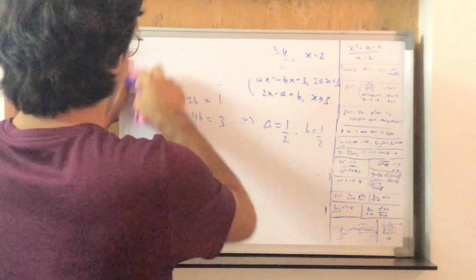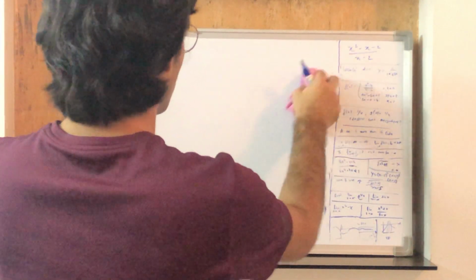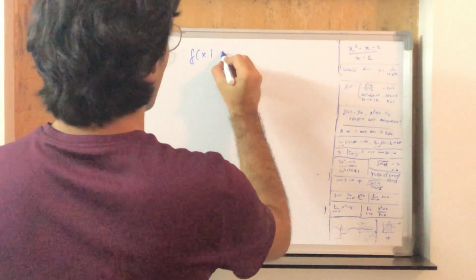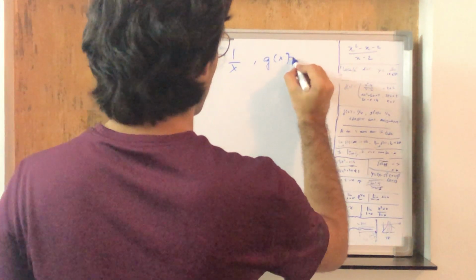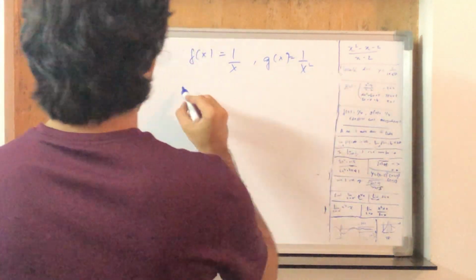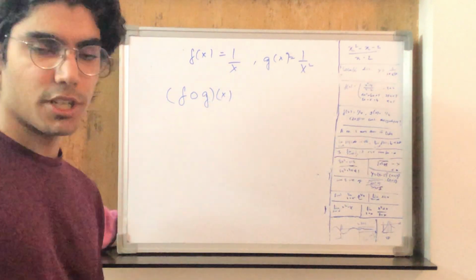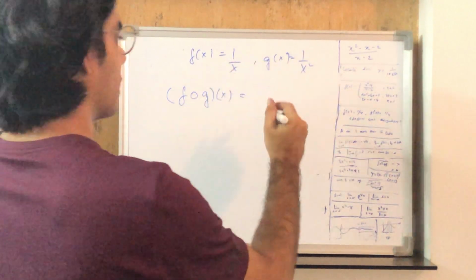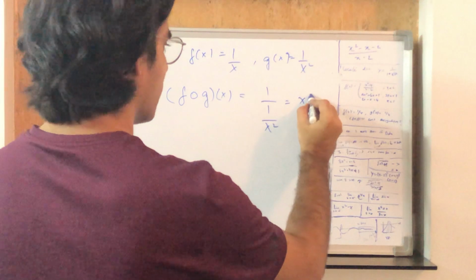Right, let's look at another problem now. I'm not going to go into too much detail for this one. It's just a conceptual question. So I have f of x is equal to 1 over x, and g of x is 1 over x squared. If I'm asked what's f of g of x, the composite function, I just plug in the value of g of x for x, right? So I have 1 over 1 over x squared, which is just x squared.